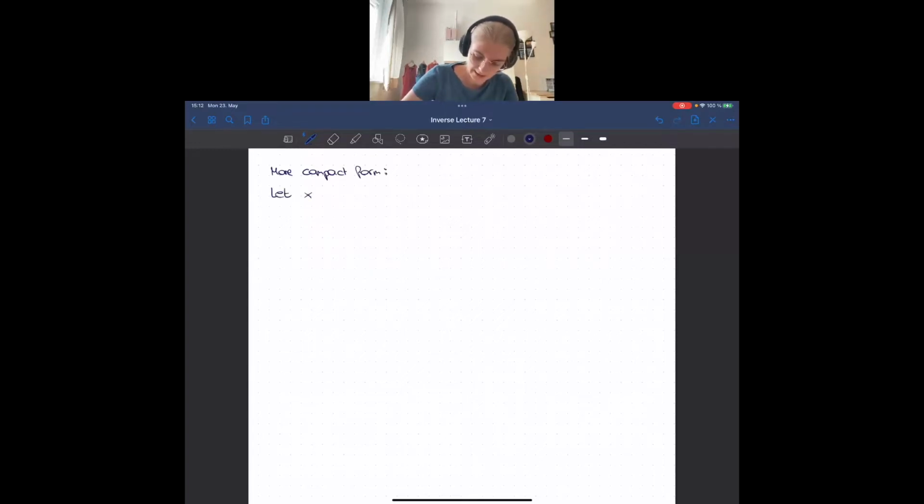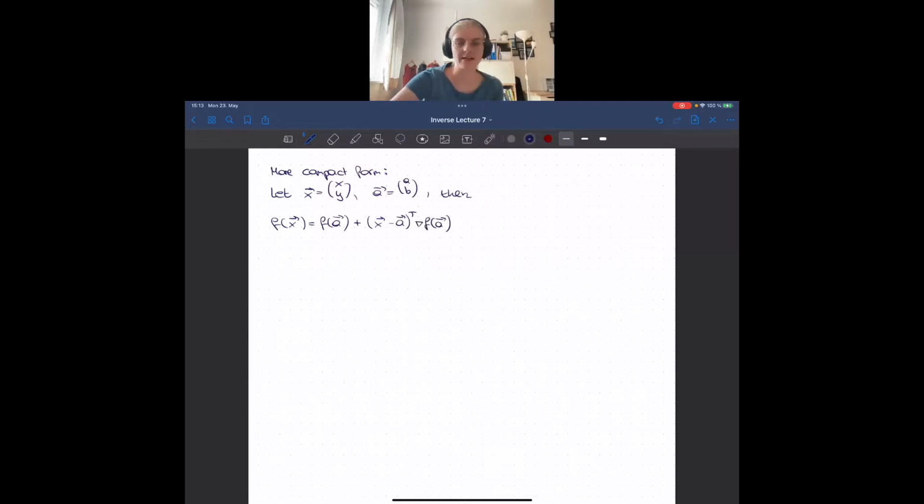So we assume that the vector x contains x and y, and the vector a contains a and b. Then we can write down f of x as f of a. So this was the constant part. Then we have the vector x minus vector a transposed, times the gradient. And then we have x minus a transposed, and then the Hessian, I will discuss in a second what this is, times x minus a. And so on. So this was the quadratic terms, and then the terms of order 3 and so on can follow.